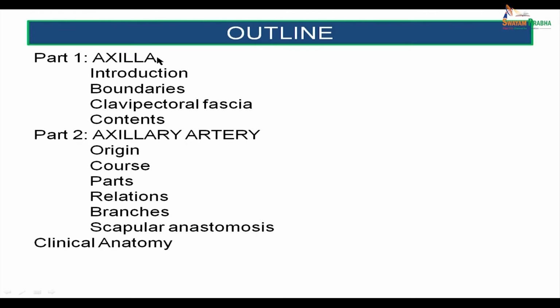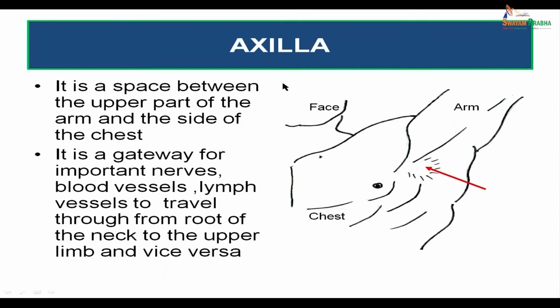My lecture will be covered in two parts. First, I will be talking about the axilla and then about the axillary artery. The axilla I will cover under introduction, boundaries, a word about the clavipectoral fascia, and finally the contents of axilla. The axillary artery, I will talk about origin, course, parts, relations, branches, then the scapular anastomosis, and finally the clinical anatomy. So now we start with axilla.